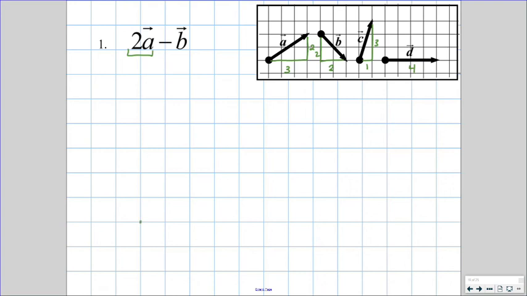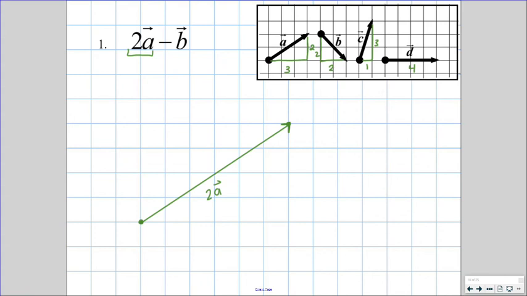So if I start down here, 2A is going to be right 6, 1, 2, 3, 4, 5, 6, and up 4, 1, 2, 3, 4. So that is my vector 2A. Now, tail and head, really important here. The tail is down here where I started, and the head is where we ended. So that's vector 2A.